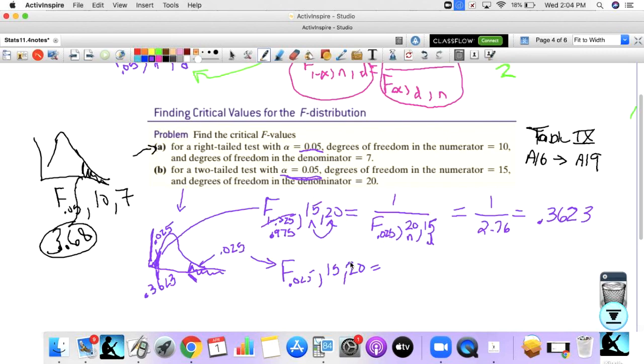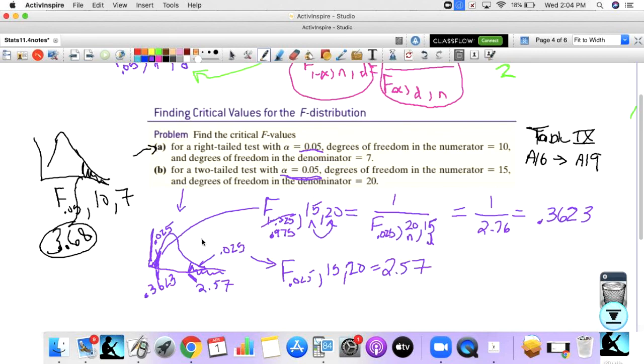So I'm going to go to 15 and 20, and that's on the exact same page. 15 is the numerator, 20 is the denominator. I'm going to follow where those two things match. I'm going to go to 0.025, which gives me the number 2.57. And I don't put that over 1 or anything. 2.57 actually is my critical value that corresponds to here. So those are my two critical values if I'm doing my F distribution.